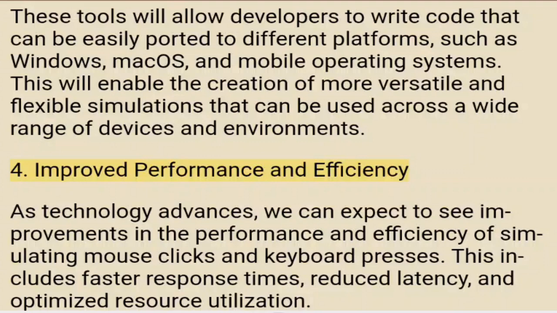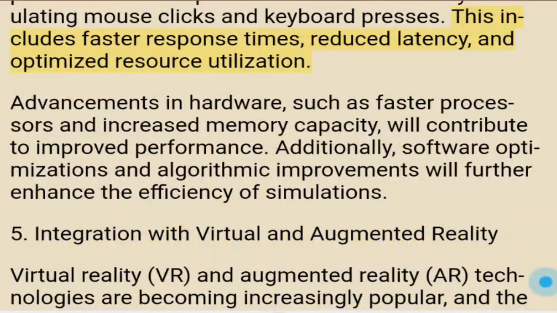4. Improved performance and efficiency. As technology advances, we can expect to see improvements in the performance and efficiency of simulating mouse clicks and keyboard presses. This includes faster response times, reduced latency, and optimized resource utilization. Advancements in hardware, such as faster processors and increased memory capacity, will contribute to improved performance. Additionally, software optimizations and algorithmic improvements will further enhance the efficiency of simulations.